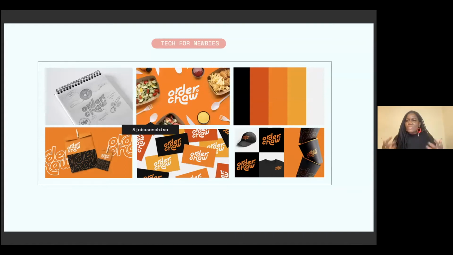So what are the colors going to look like? What's the general vibe and feel of the brand? What is the logo going to look like? What is the packaging going to look like? What is all the other business collateral going to look like? So things like business cards, things like t-shirts, caps, whatever the case is, depending on what the brand needs. This is a part of what constitutes brand design, right?